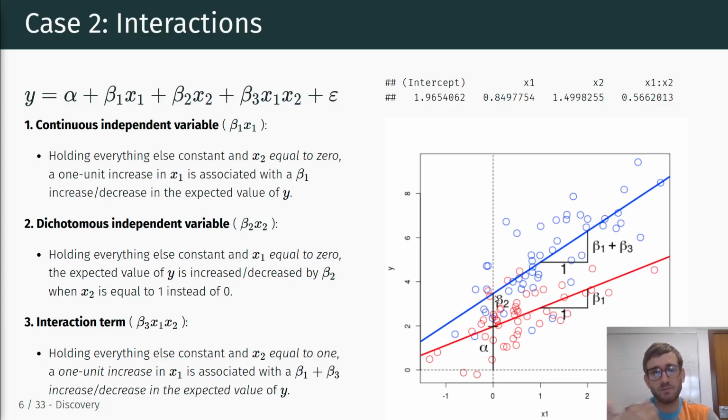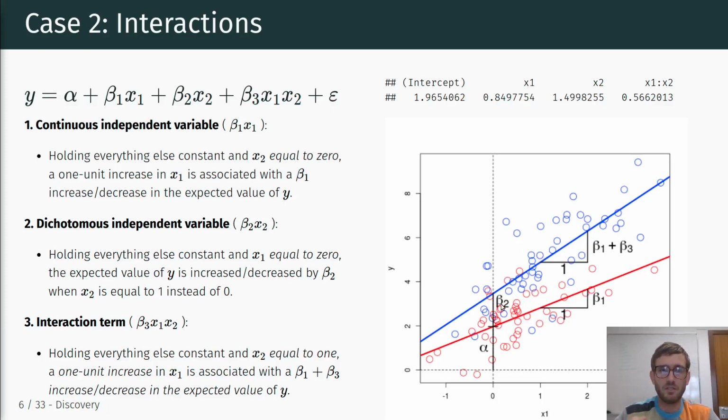And as you can see, of course, the slope of the blue line is different from the slope of the red line, which implies that this intercept shift is not constant, right? It's not constant across ranges of x, right? So beta 2, the coefficient, gives you information about the shift of the intercept at x1 being equal to 0. So that's this shift right here, okay?